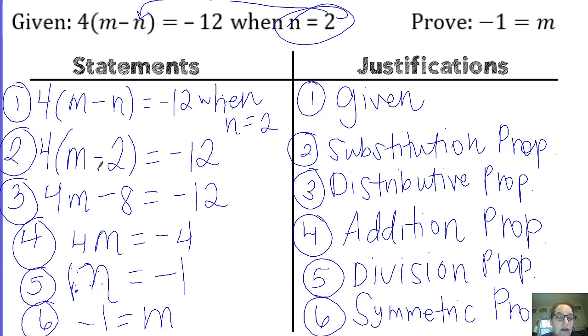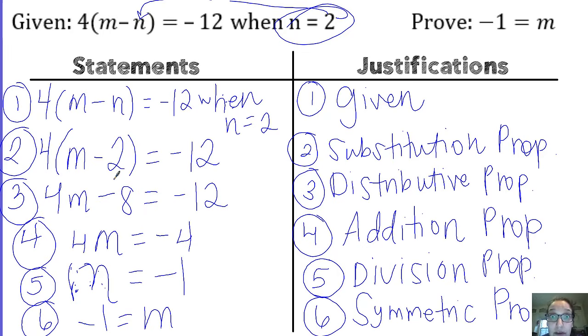One more thing I want to talk about. So I'm taking the 4 and I'm multiplying the m by the 4 and the negative 2 by 4 in step 2. And that's called the distributive property. Sometimes people want to say, well, Ms. Briscoe, you're multiplying. You're multiplying 4 times m is 4m, 4 times negative 2 is negative 8. Why is that not the multiplication property?